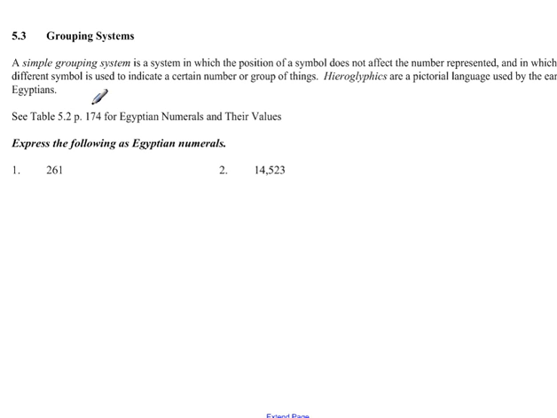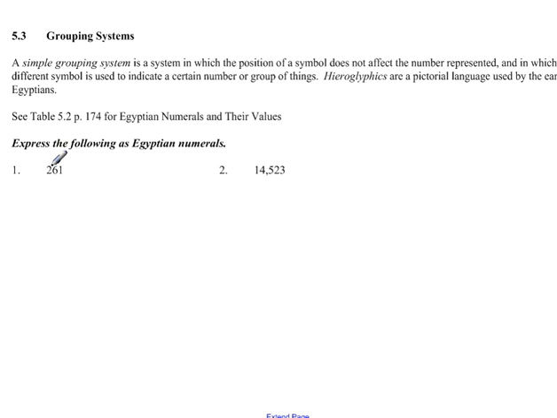This is a continuation of 5.3's lecture notes for Egyptian numbers. Again, you can use that chart that gives you the Egyptian values, or you can look at page 174 of your textbook. Alright, with Egyptian numbers, there are no rules as to how many times you can repeat something. So all you do is go to the hundreds.